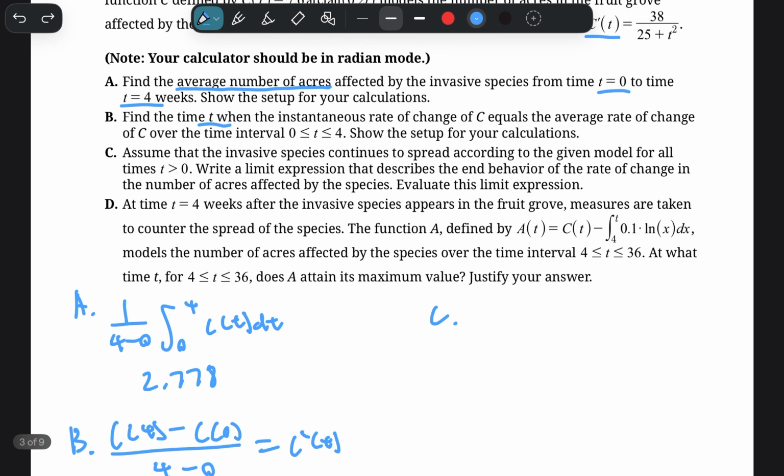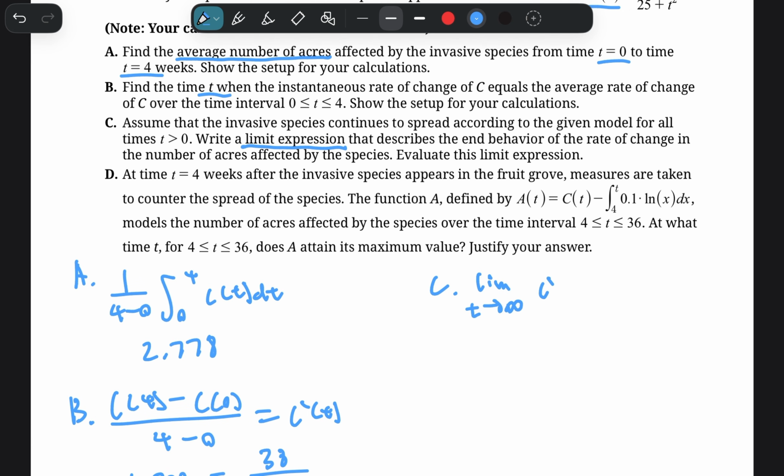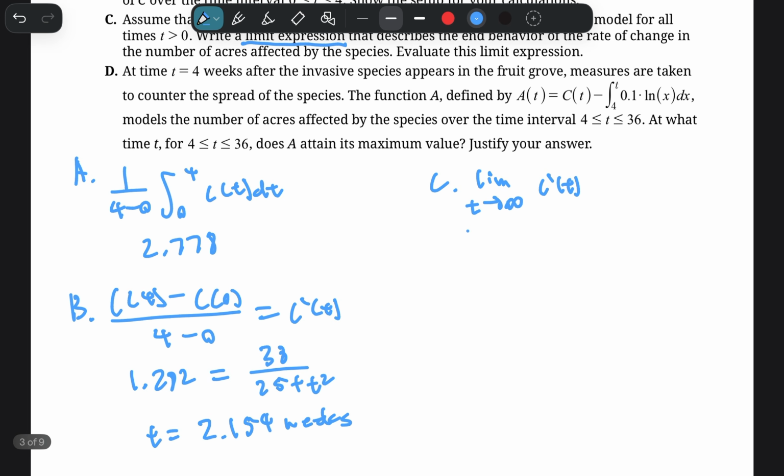Now we have to model this as a limit expression, as the question says. So a limit expression always starts with the limit as t approaches infinity of c prime of t. Now, after we substitute c prime of t in, this becomes the limit as t approaches infinity of 38 divided by 25 plus t squared. Now, how do we evaluate this?